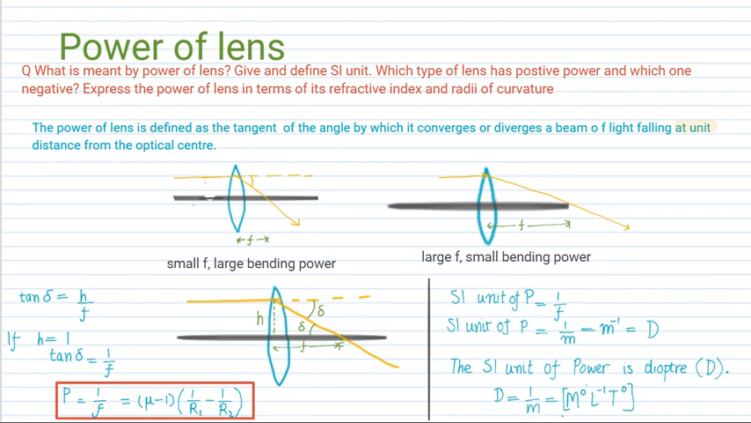Apart from this, if we want to write power of lens in terms of refractive index and radius of curvature, I can write power of lens equals (mu minus 1) times (1 upon R1 minus 1 upon R2). This formula is applicable for convex as well as concave lenses. Both of these lenses follow the same formula. What is the SI unit of power? The SI unit of power is diopter, which is represented by capital D.